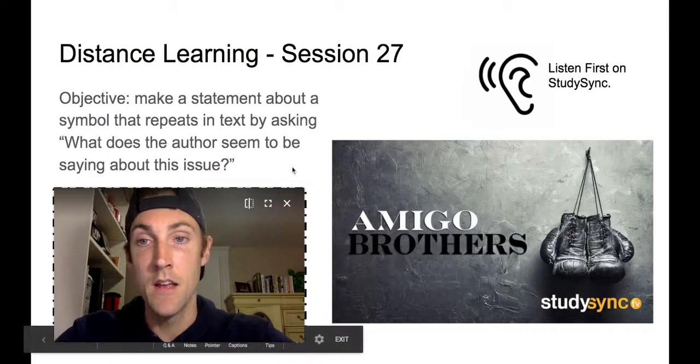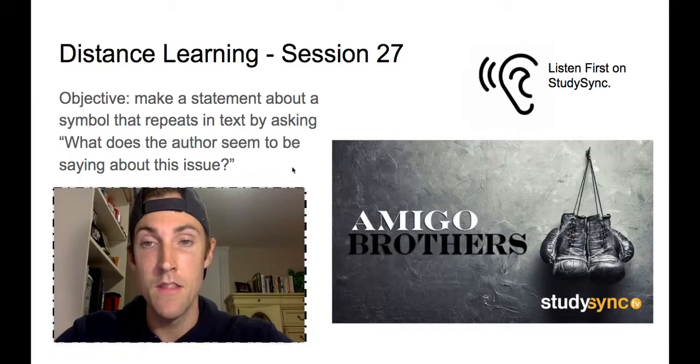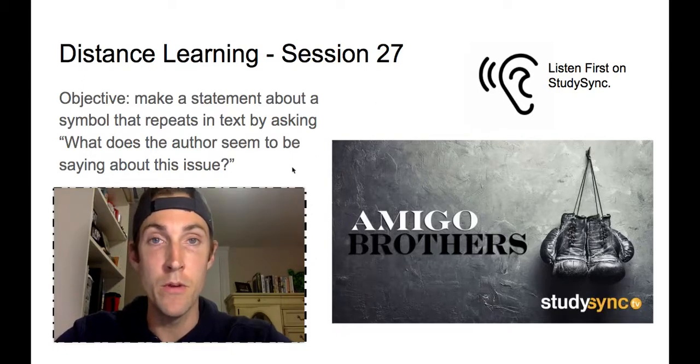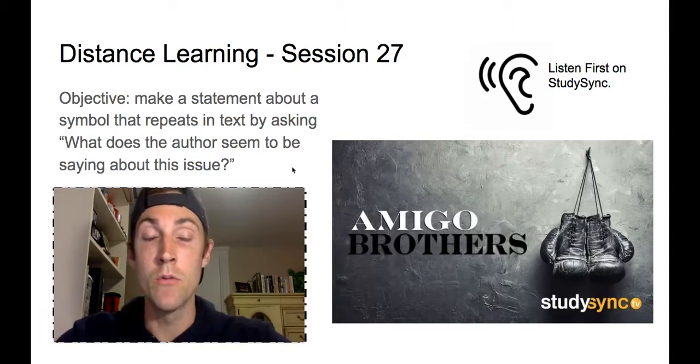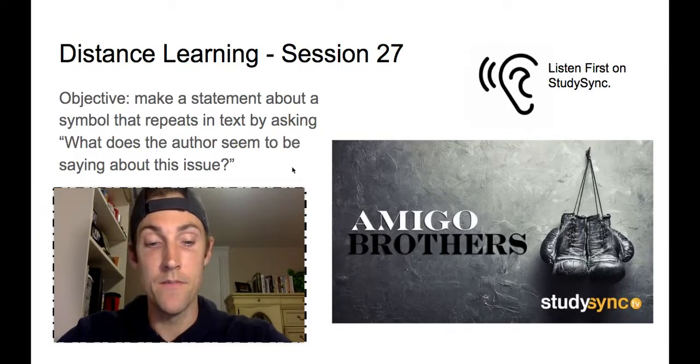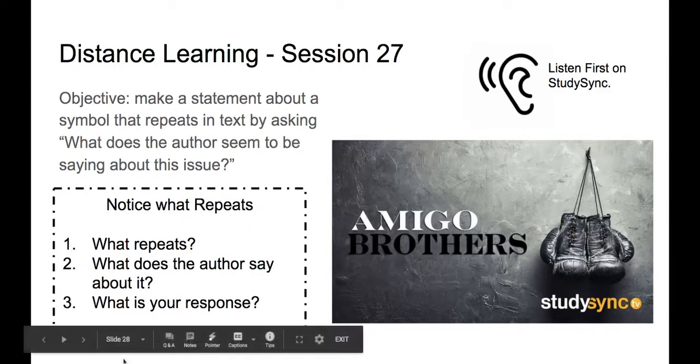The objective is that we're going to make a statement about a symbol that repeats in the text by asking, what does the author seem to be saying about this issue? If you remember what we talked about yesterday, we were thinking about things that repeat and then wondering, what do we think about it? Today, we're going to be thinking, what is the author trying to say about something that repeats in a text? So the way that we're going to do this is we are going to notice what repeats. That's the same as yesterday.